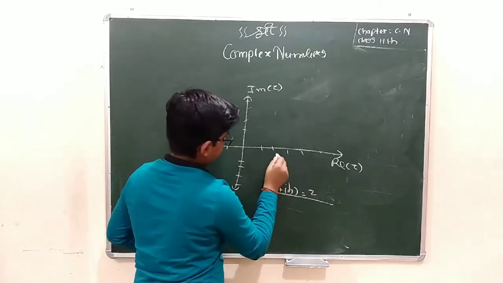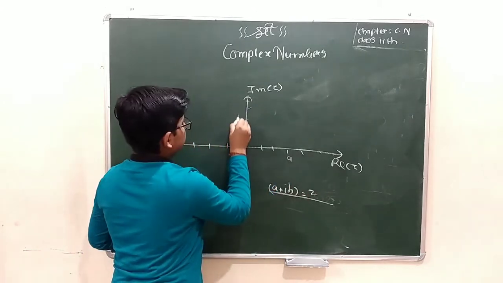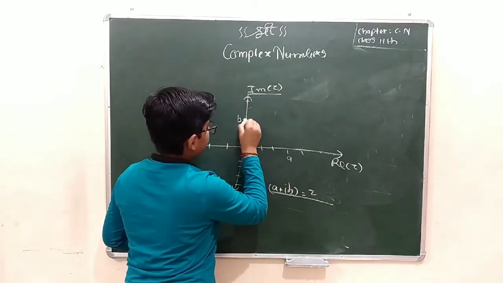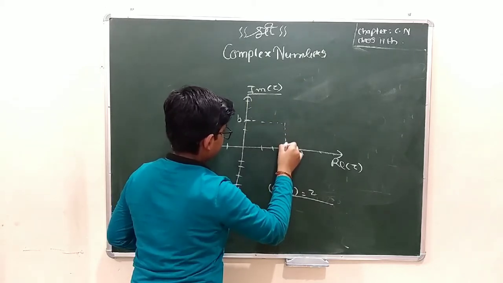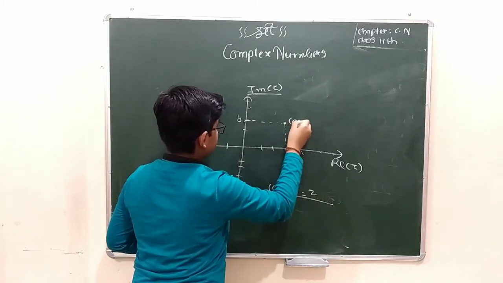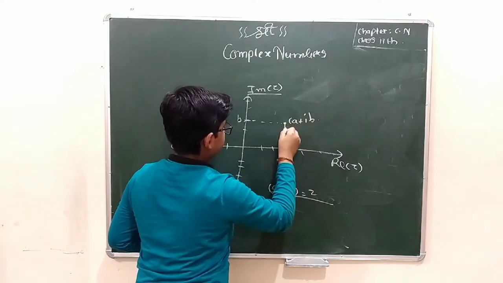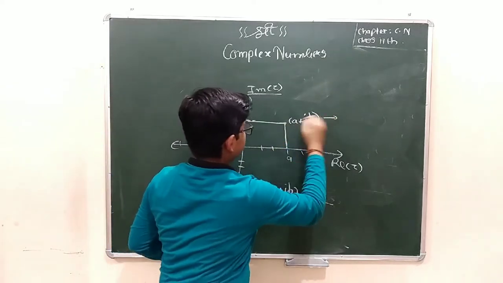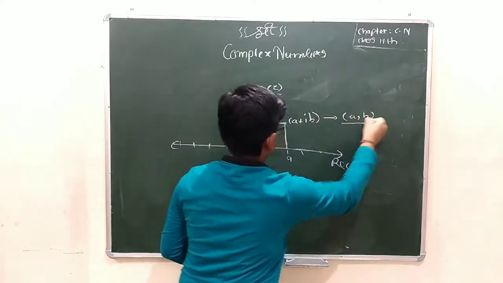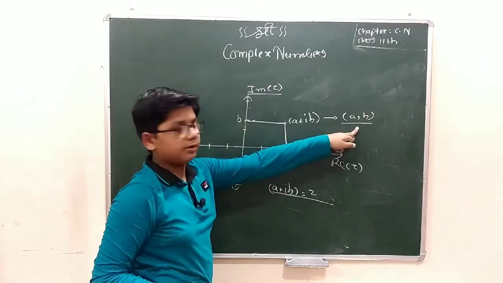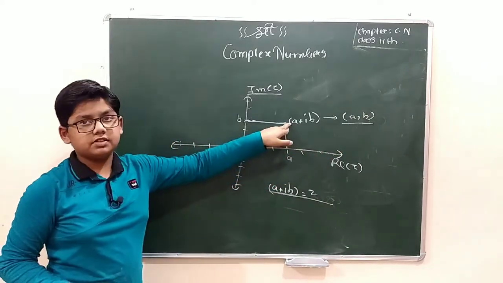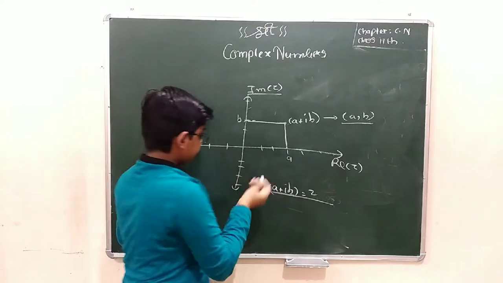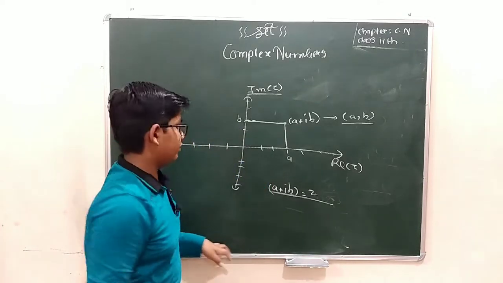Suppose this is a unit, this is b, the imaginary part, b into i. So now if I plot this point as a plus ib, we know that this is a comma b. The coordinates are a comma b. This point represents which complex number? That is a plus ib. It can be 2 plus 3i also, or any number, that is minus 2 plus 3i. It will lie in the different quadrants.